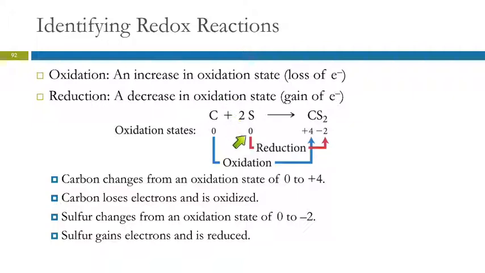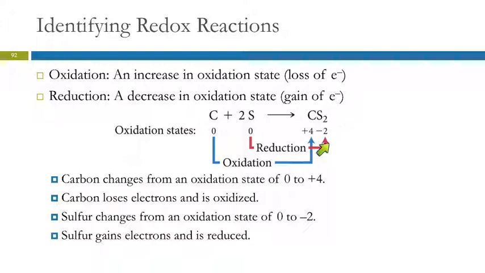Sulfur has an oxidation state of 0. They form this compound, CS2. So two nonmetals, fluorine, hydrogen, oxygen, group 7, no, group 6. Sulfur's in group 6. Sulfur gets to be -2. There's 2 of them, and so the carbon must be +4.